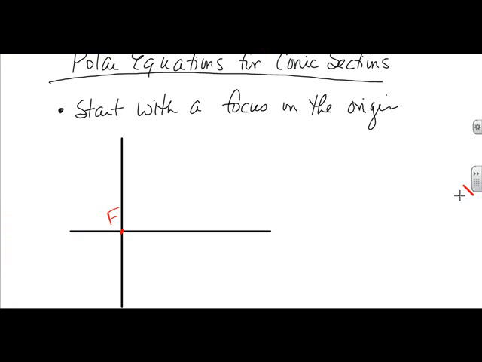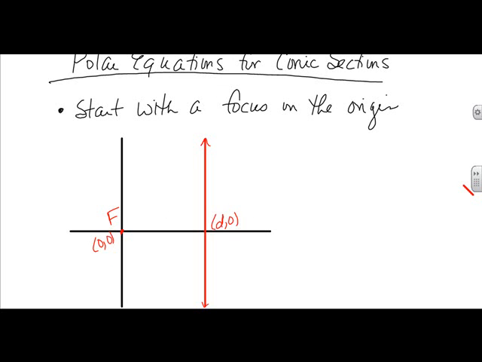You could have a directrix that crosses the y-axis. You could have a directrix that's crossing the x-axis. We're going to start with a directrix crossing the y-axis. No, that's the x-axis. So we're starting with this as our directrix. Okay, and this directrix is perpendicular to the x-axis, and it goes through the point d, 0. The focus is the point 0, 0.